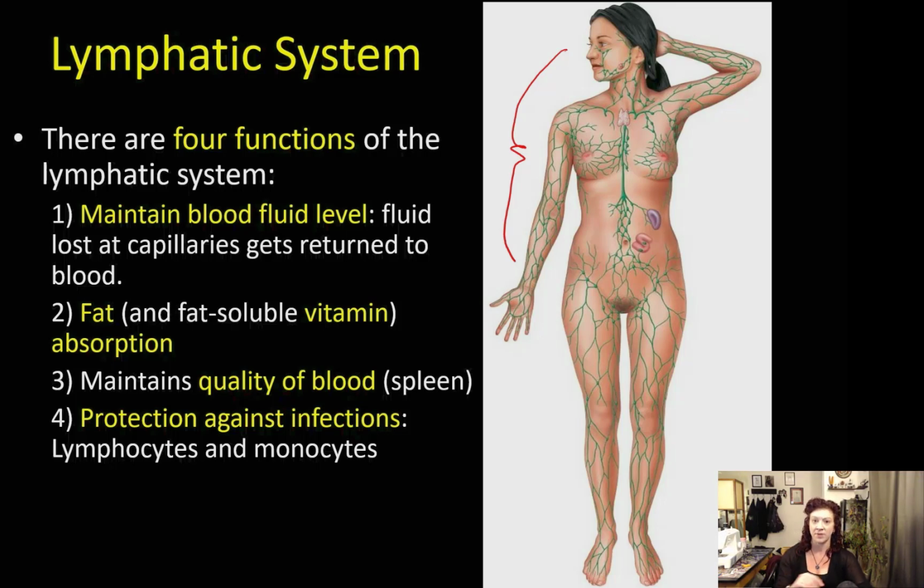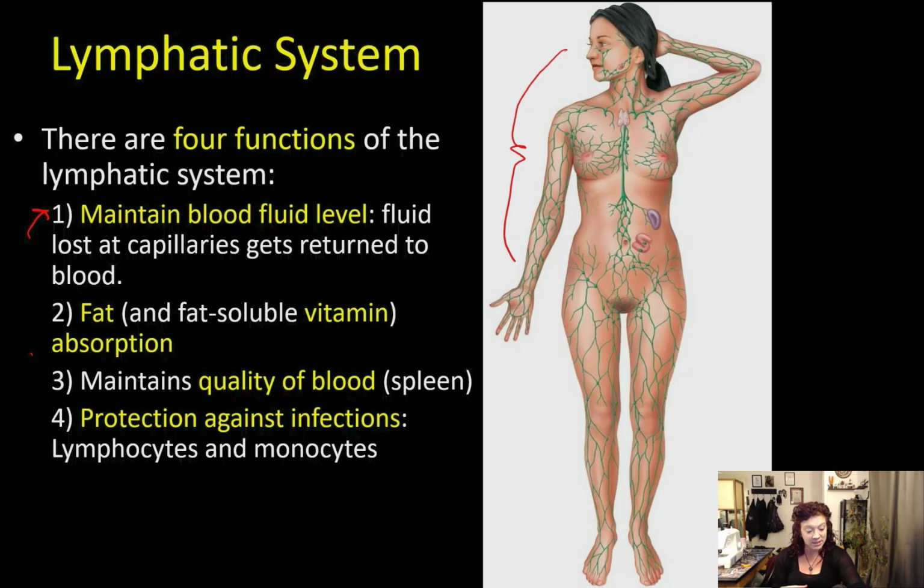All right, let's talk about functions first. First, the lymphatic system helps to maintain your blood fluid level. Remember when we talked about the ends of capillaries, the arterial and the venal ends, we talked about fluid exchange, fluid moving out of the capillaries, fluid moving back in, and that generally there tends to be fluid lost to surrounding tissues. Well, fluid lost at those capillaries tends to be collected by lymphatic capillaries, and eventually it gets returned to the blood so that the blood isn't continuously dehydrated. The lymphatic system helps to collect that lost fluid and then return it to the bloodstream.